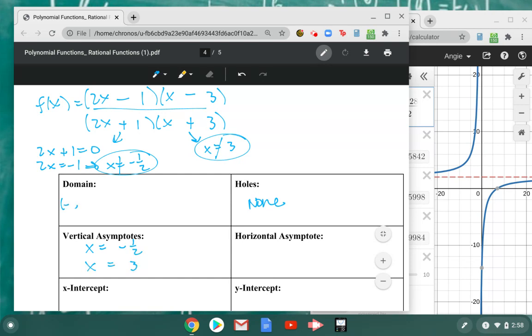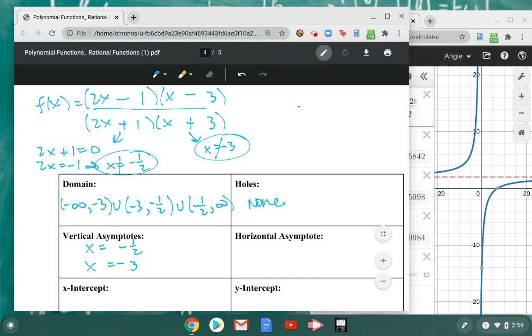My domain, -infinity to -1/2, parentheses, -1/2 to 3. Oh, -3. Oh, that should be a -3, shouldn't it? Did you guys catch that? Let me do this one again. -3 comes first. Okay, -3. So this should be -infinity to -3 comes first. There we go. -3, union, -3 then -1/2, union, -1/2 to infinity. Okay.